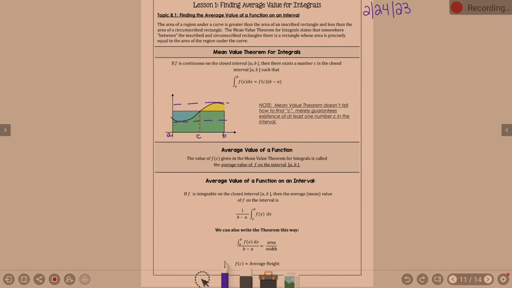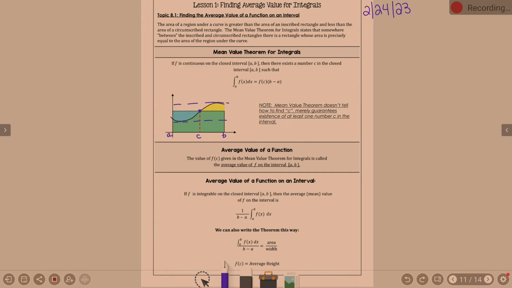So the mean value theorem states that somewhere in between that lowest point and that highest point, there is some value c whose area is precisely equal to the area of the region under the curve. We picked the smallest possible value and the biggest possible value. Somewhere in the middle, right here on this curve, if you look at that value right there, the area is precisely equal to the area of the region under the curve.